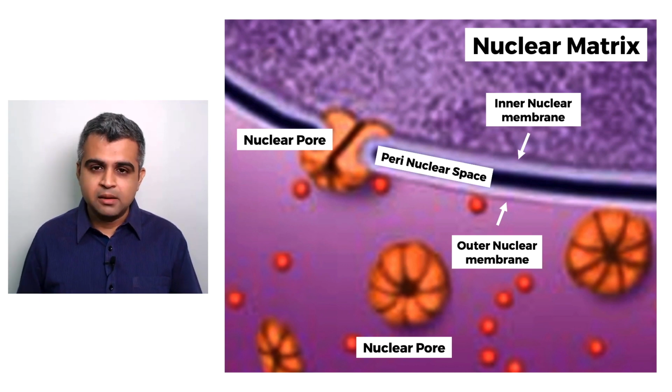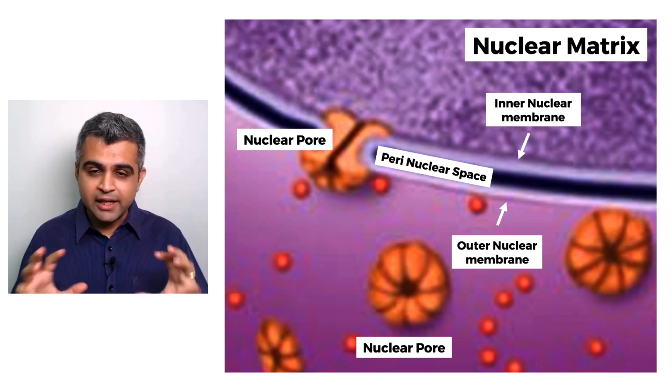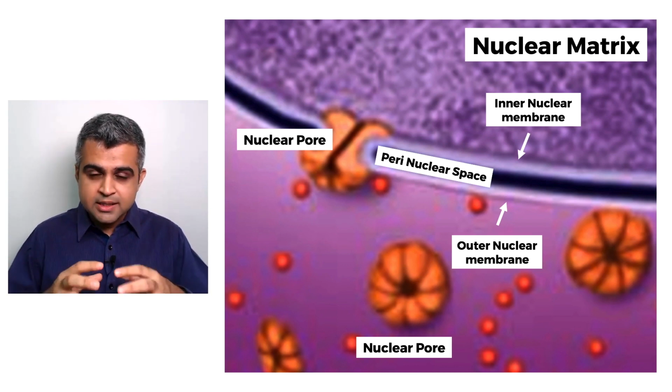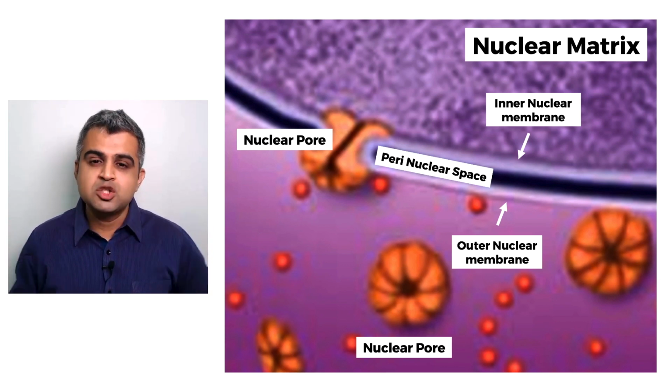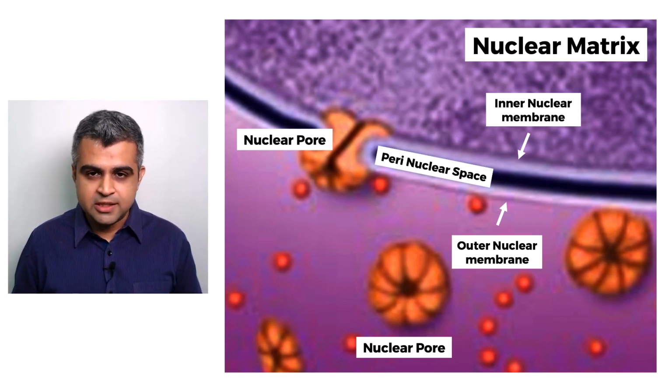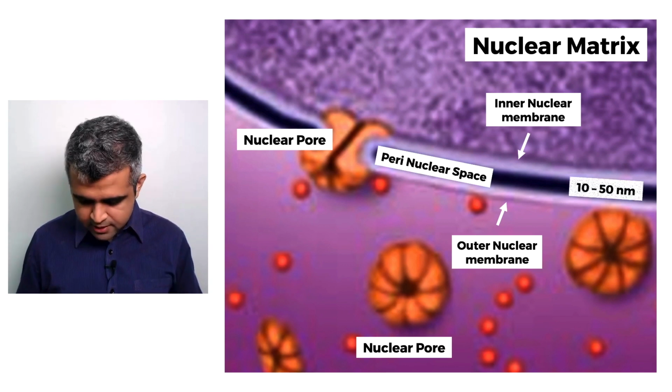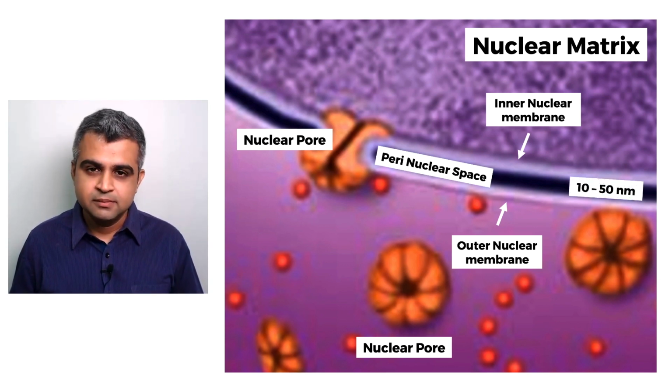The word peri means outside and surrounding. So the space surrounding the nucleus, between the two membranes, will be called the perinuclear space. NCERT also mentions that it is about 10 to 50 nanometers.